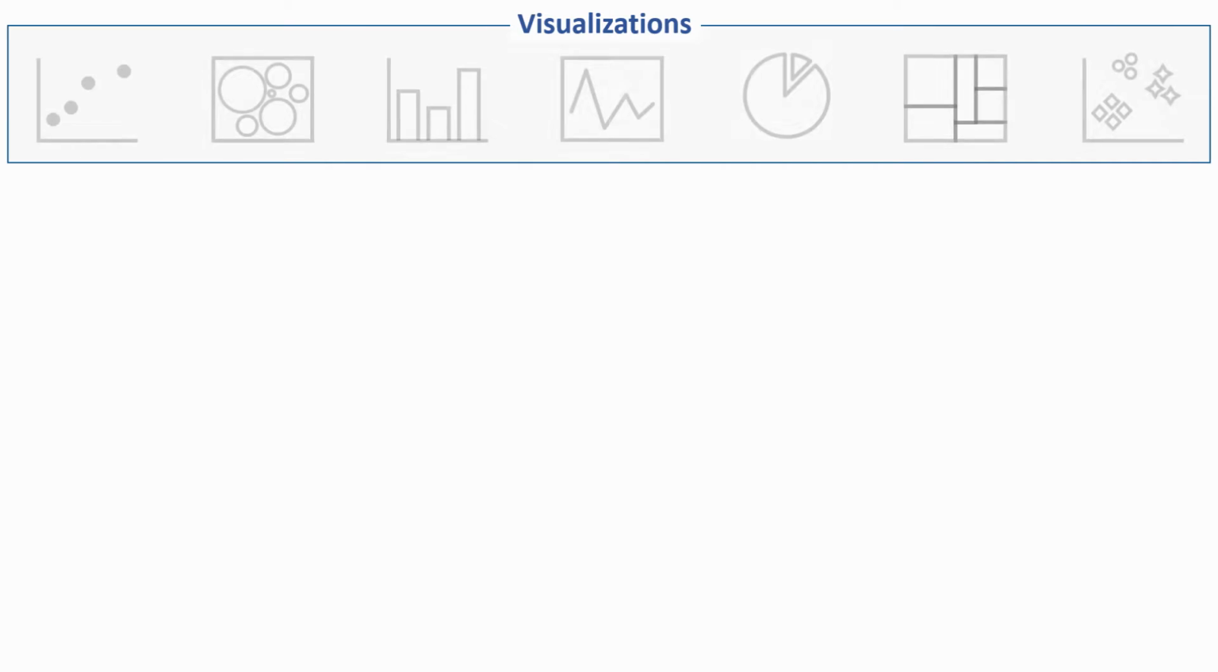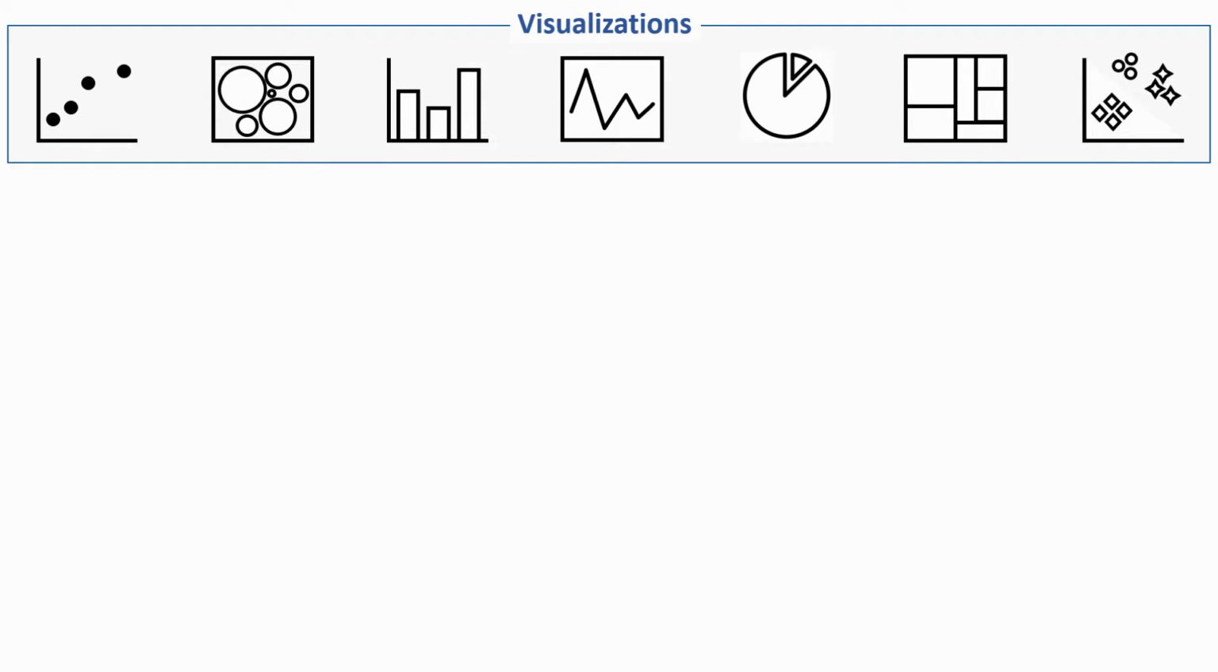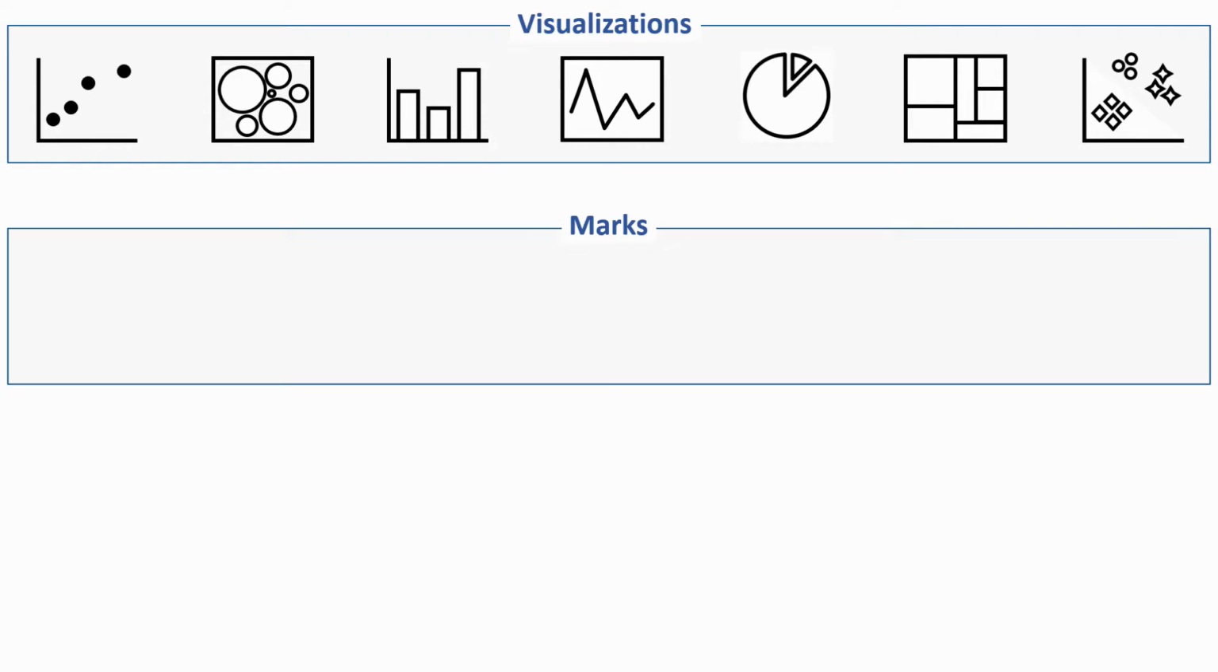Let's now talk about visual representations. Here are a few visualizations you might be familiar with. Each of these are composed by visual representations that we call marks, the building blocks of any visualization. For example, the scatter plot on the left is composed by a set of points, the bubble chart is made of circles, and the bar chart is composed by rectangles.